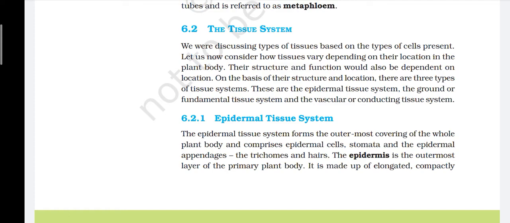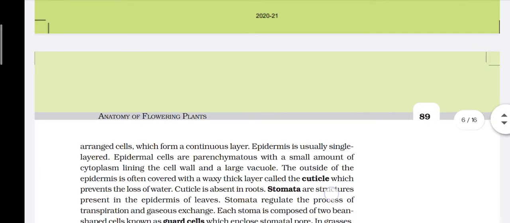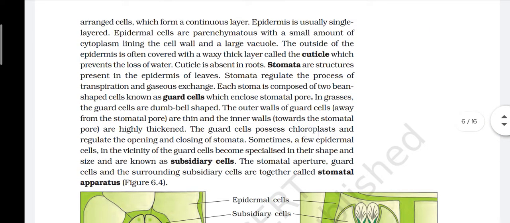Epidermal tissue system. The epidermal tissue system forms the outermost covering of the whole plant body and comprises epidermal cells, stomata and the epidermal appendages, the trichomes and hairs. The epidermis is the outermost layer of the primary plant body. It is made up of elongated, compactly arranged cells which form a continuous layer.